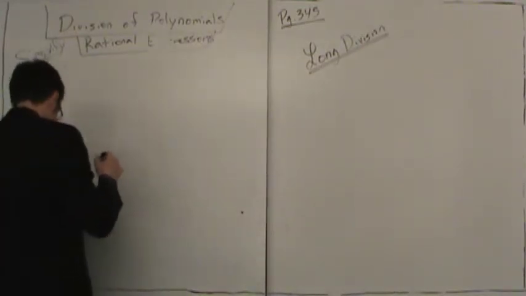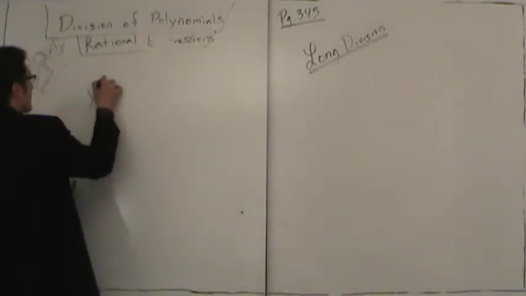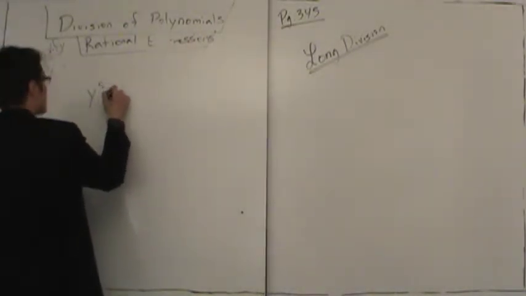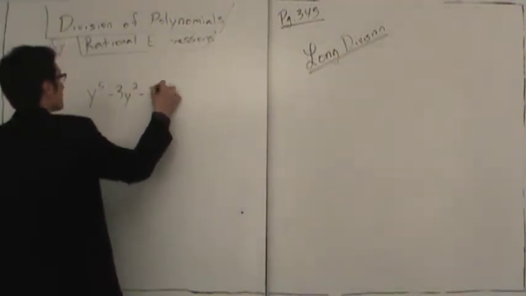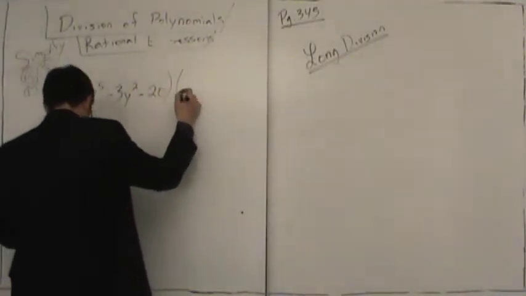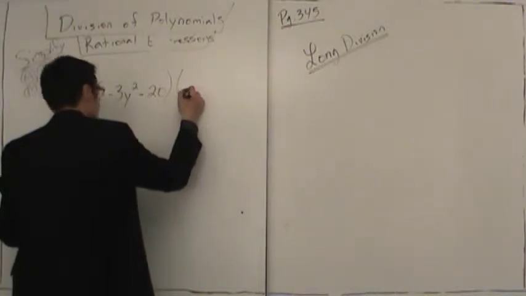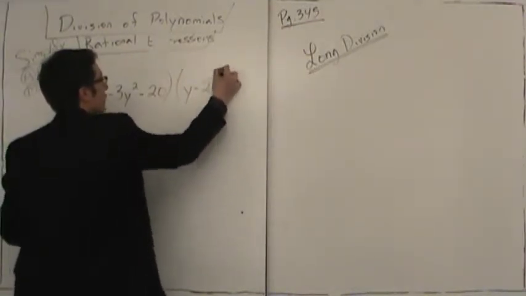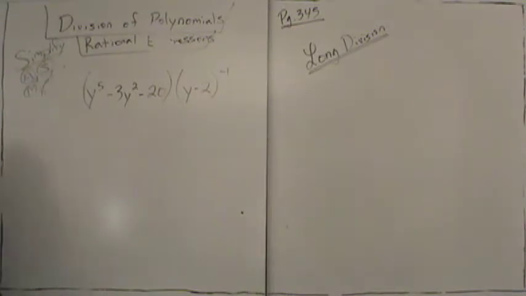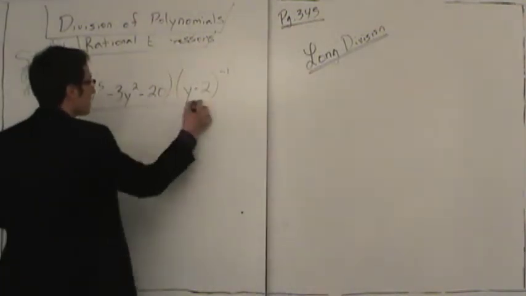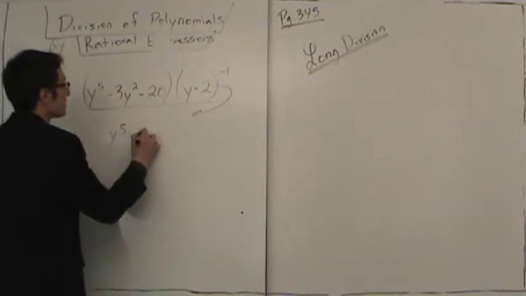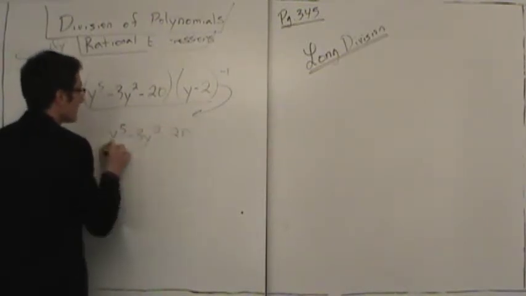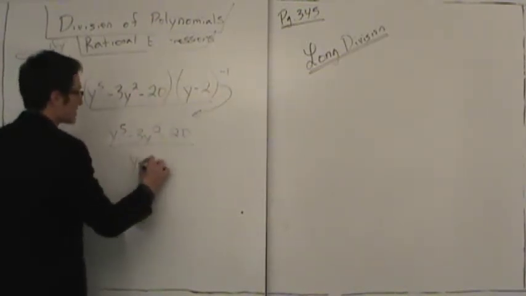I guess number 6. So we have y to the 5th minus 3y squared minus 20 multiplied by quantity y minus 2 to the negative 1 power. And here we're looking at what? Remember, negative 1 exponent means move it to the bottom. So we're looking at y to the 5th minus 3y squared minus 20 divided by y minus 2.